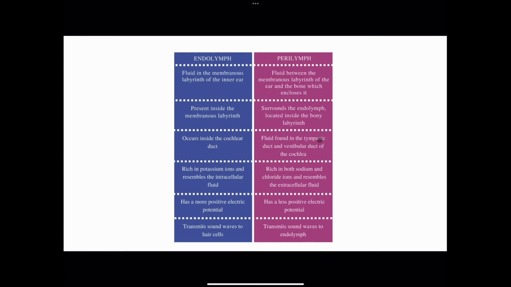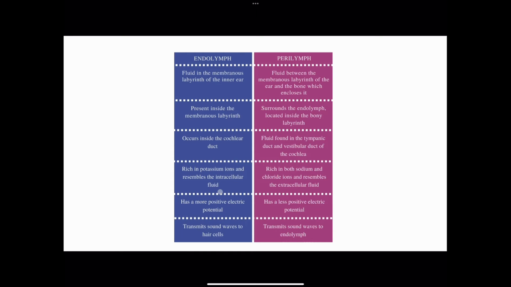So in this table, we can see the differences between endolymph and perilymph. Endolymph is the fluid in the membranous labyrinth of the inner ear, while perilymph is the fluid between the membranous labyrinth of the ear and the bone which encloses it. Next, endolymph is present inside the membranous labyrinth, while perilymph surrounds the endolymph, located inside the bony labyrinth. Endolymph occurs inside the cochlear duct, while perilymph is found in the tympanic duct and vestibular duct of the cochlea.